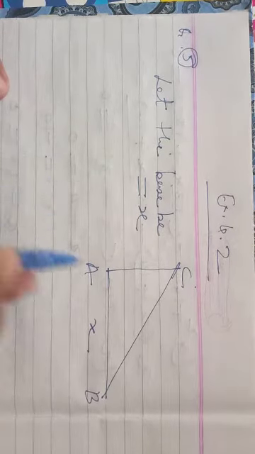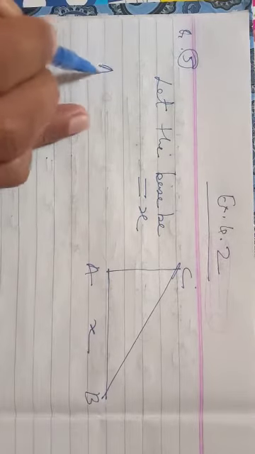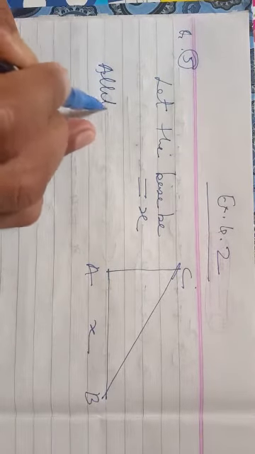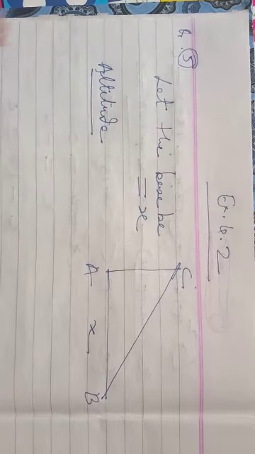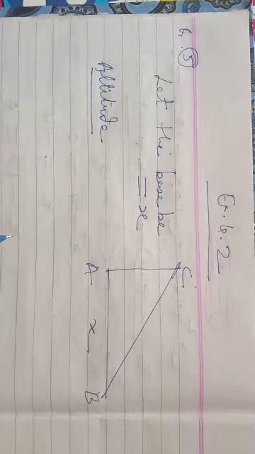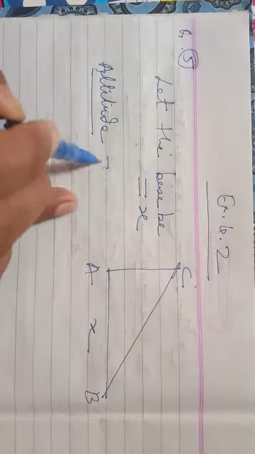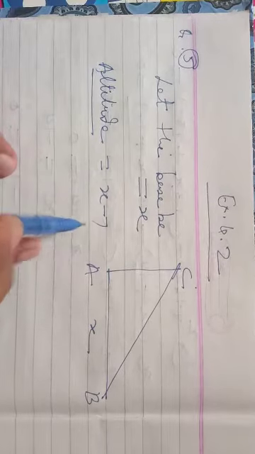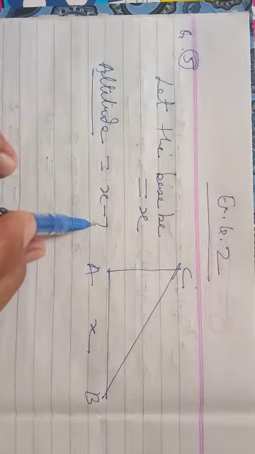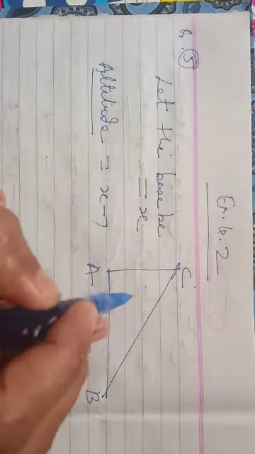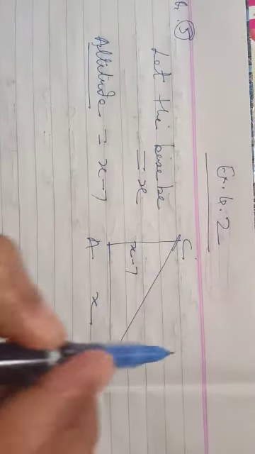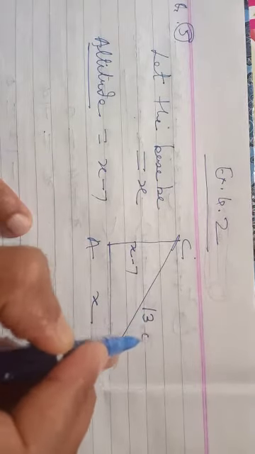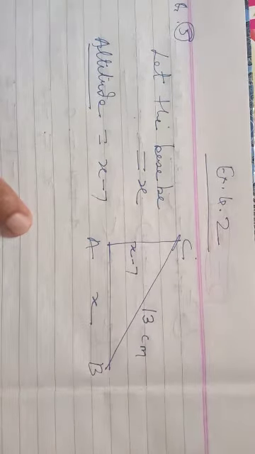And altitude, it means perpendicular. It is 7 centimeter less than its base. It means altitude will be x minus 7, because it is 7 centimeter less than the base. So our altitude will be here x minus 7. And hypotenuse is already given, 13 centimeter.